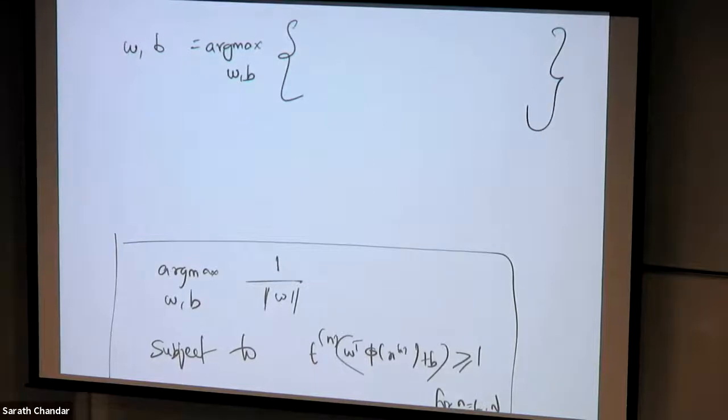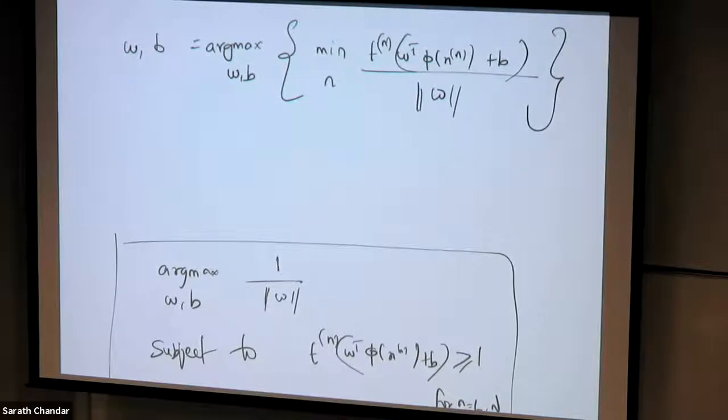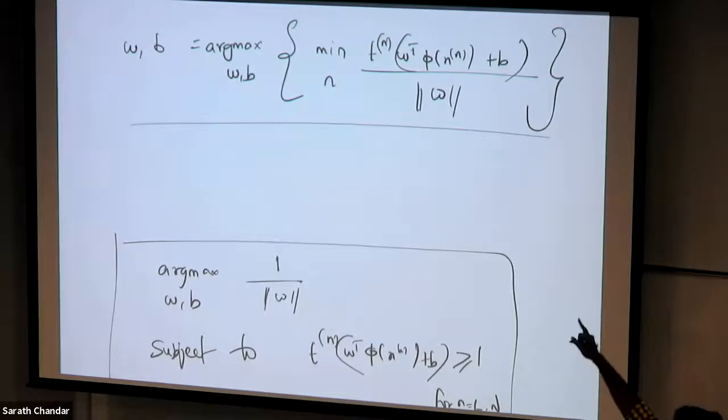So the margin definition was minimum over n of tn times (W transpose phi of xn plus B) divided by norm of W. So this was the objective function with which we started. Now, this is complex and computationally more demanding because you have a minimization function inside.